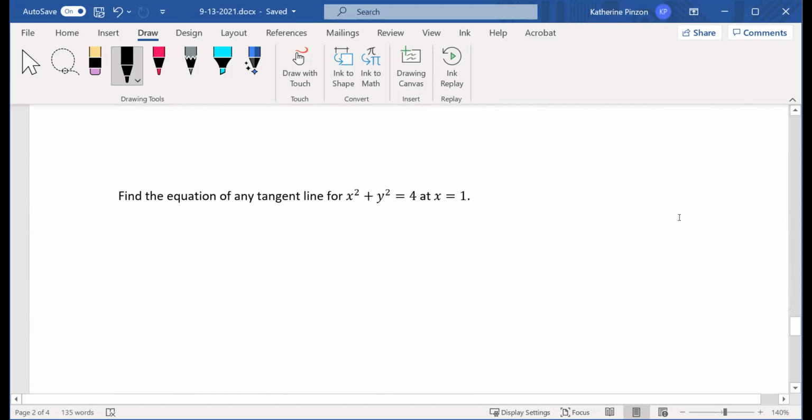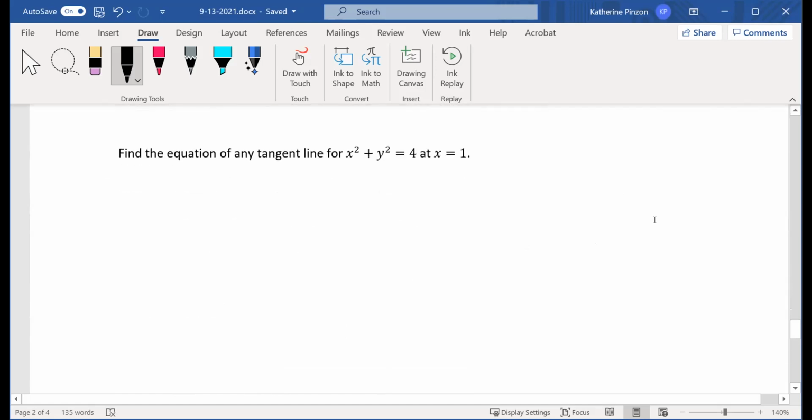All right, here we go. Find the equation of any tangent line for x squared plus y squared equals 4 at x equals 1. Okay, this is tricky because it doesn't say the tangent line, right? It says any tangent line. So what does that make you think? There might be more than one, right? There might be more than one tangent line at x equals 1.